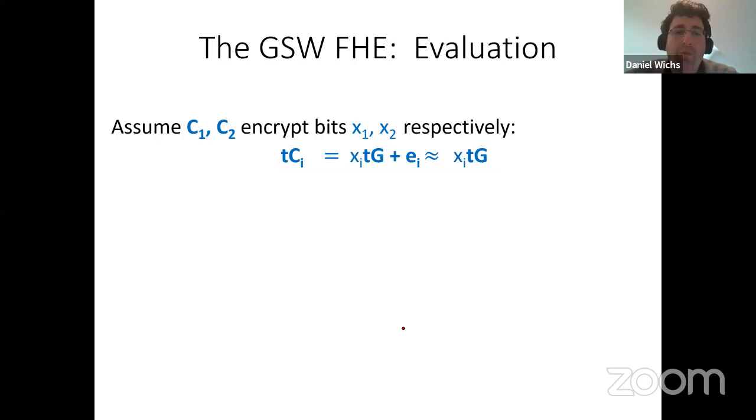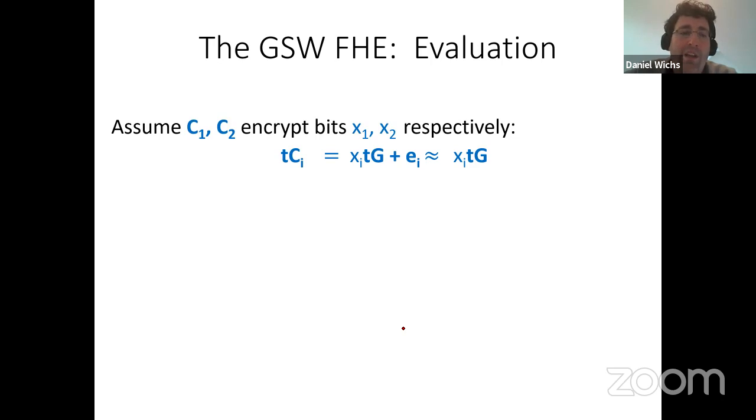Okay, so how do we do the homomorphic evaluation? That's really the interesting part. So assume I have two ciphertexts, C1 and C2, that encrypt bits X1 and X2 respectively. By the way, it turns out that to evaluate any circuit on encrypted data, it's sufficient if I can do addition and multiplication. Those are complete operations. If I can add and multiply bits, I can evaluate any circuit.